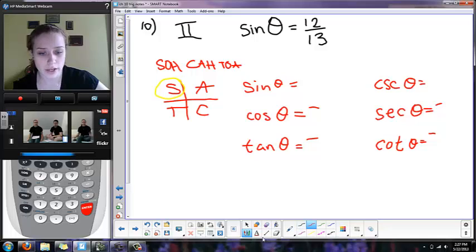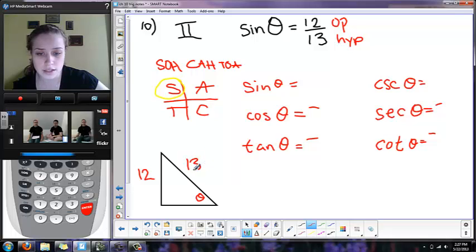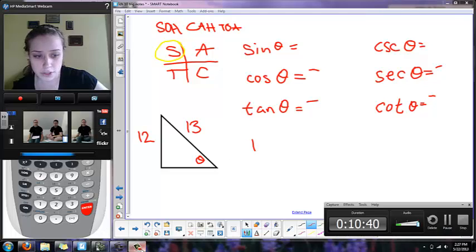Okay, so I have a triangle. And I'm going to make this my theta. So sine, I know, is opposite over hypotenuse. So my opposite side is 12, my hypotenuse is 13. Let's figure out what my adjacent or my missing side is. So I'm going to check how much time I have.